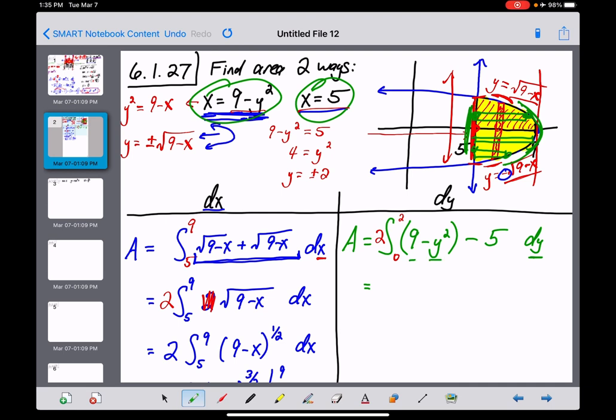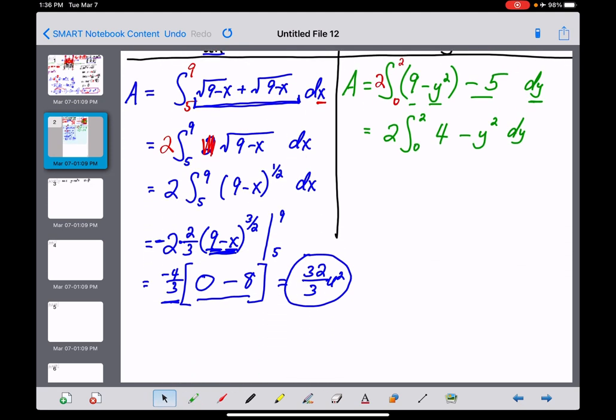9 minus y squared minus 5. That's going to simplify just a little bit. So 2 times the integral from 0 to 2. The 9 minus 5 is going to be 4, and then a minus y squared dy. I don't think I can simplify that any further. I also don't think I need to, because from this spot, I think the antiderivative looks tolerable. 2 times, here we go, anti-differentiating 4 with respect to y is going to be a 4y, and then minus a 1/3 y cubed, got it, from 0 to 2.